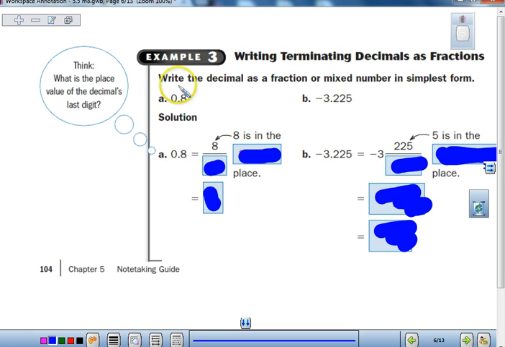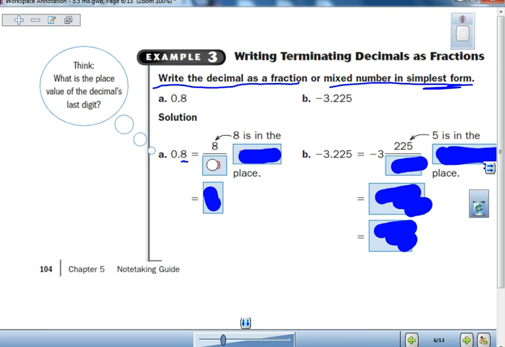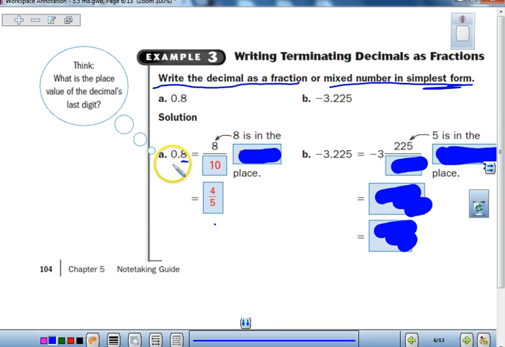If you look at example 3 now, what I want you to write in your notes is write the decimal as a fraction or a mixed number, and we always want to put it in simplest form. So with example 3, we have 2 problems that we're going to do. 0.8. The first thing we want to think is what's the place value of the 8? The 8 is in the tenths place, so we start with 8 over 10. But what is 8 over 10? It simplifies to 4/5, and this might have been the one you memorized, which would be awesome. If you didn't recognize that, you want to make sure you write it this way and simplify.